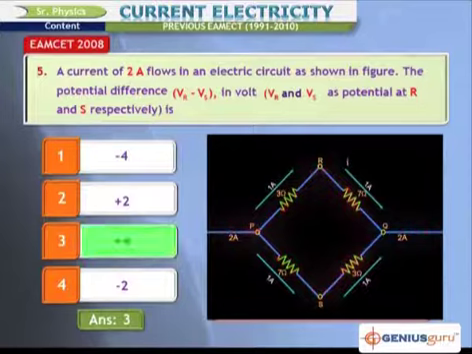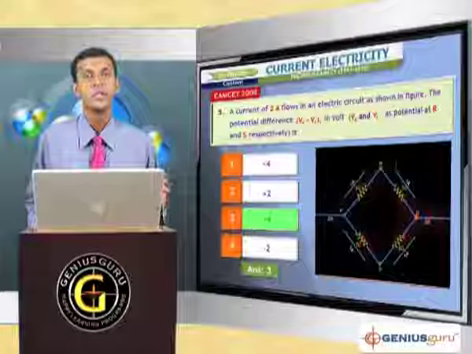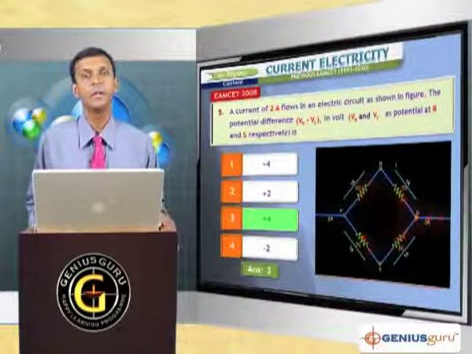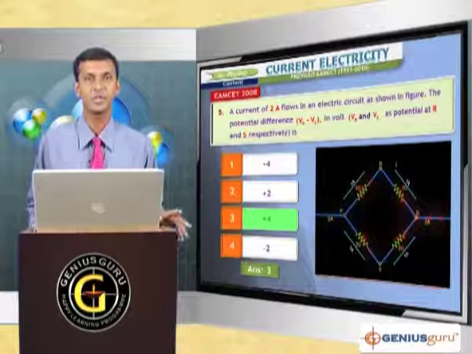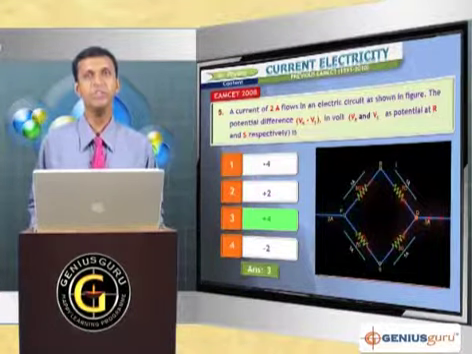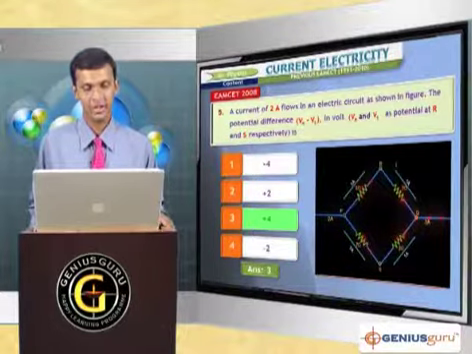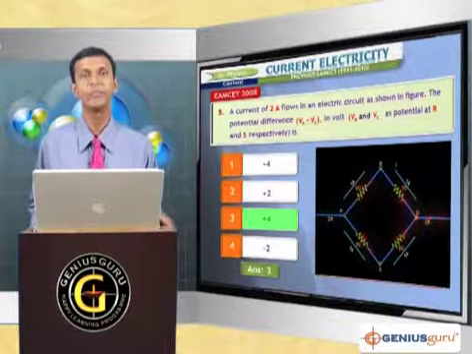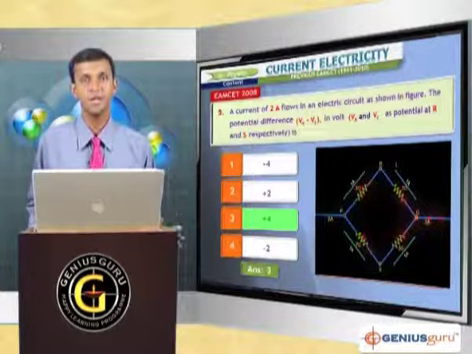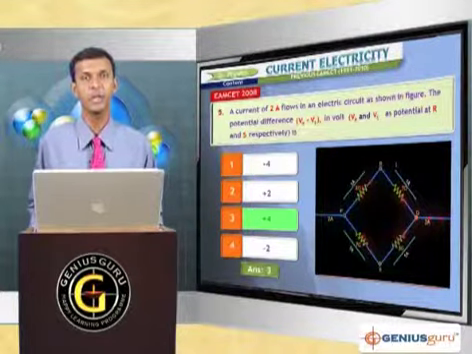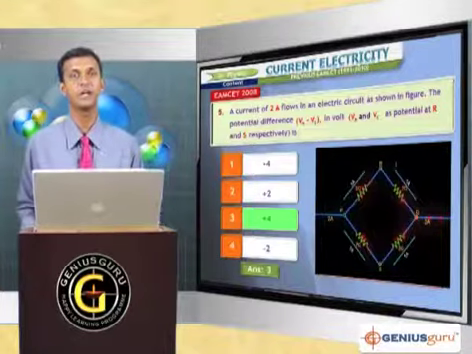Students, what exactly we have learned here is: check whether the given bridge is a balanced Wheatstone bridge or not. If the bridge is balanced, simply you can say the potential difference across R and S is 0. If the bridge is not balanced, then find the potential at R and the potential at S and then find out VR minus VS.